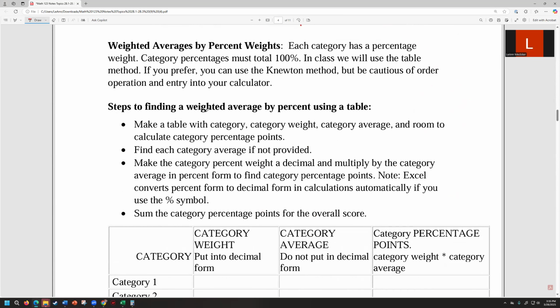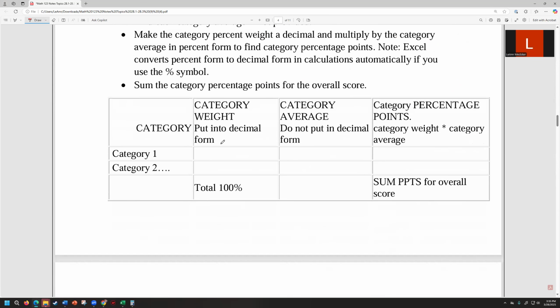So we're going to set up the steps to finding a weighted average by percents using a table. You're going to have your categories. You're going to put the weight into decimal form. Now, if you're doing it in Excel, you can type in the percentages with the percent symbol, and Excel knows that when it calculates with that, it uses a decimal form. So it's a little easier to do it in Excel because you can leave it in percent form. But if you're doing it by hand, you're going to change the percents to decimals. If it's in decimal form, the total should equal 1. If it's in percent form, like on Excel, that total will equal 100%.